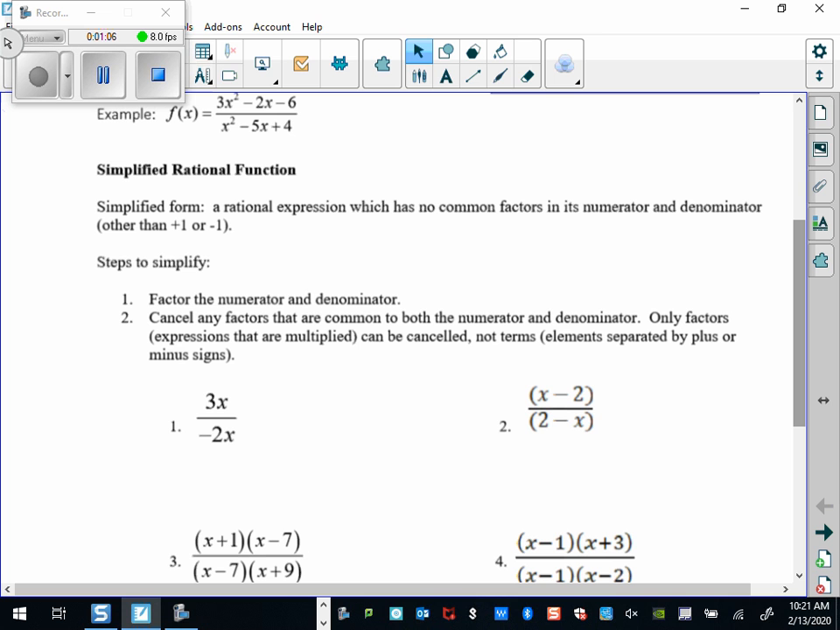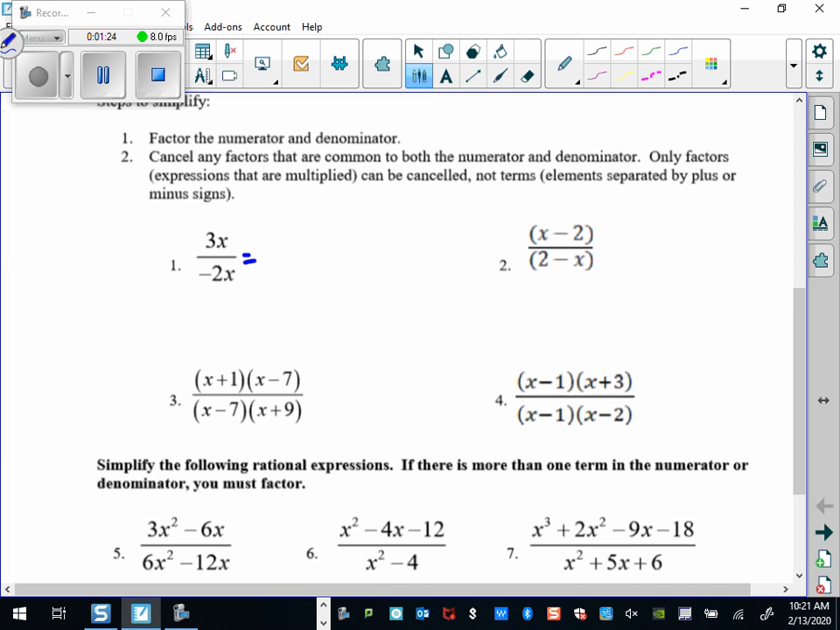A lot of times what I'll do is put parentheses around my entire factor. That tells me if I cancel this, I have to cancel the whole thing. Let's start with the first one, which is easy. I'm just going to rewrite this for clarity. I have 3 times x over negative 2 times x. Are these all factors? Is there any additional subtraction? No. Where would you see it? It's a negative 2, it's not a subtraction. It's a negative number. Because they're all factors, we're allowed to cancel these.